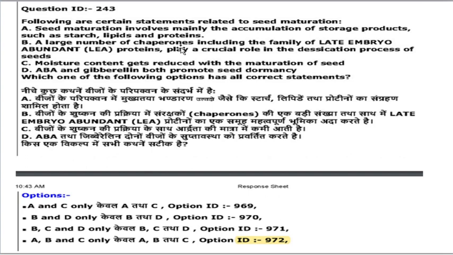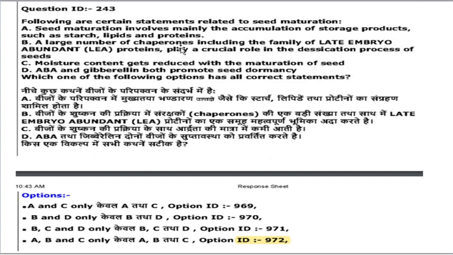Next question is with respect to the large number of chaperones, including the family of late embryonic abundant protein, playing an important role in desiccation of seed. So this LEA protein generally accumulates in a seed in a large amount when the seed is undergoing the desiccation process. Seed desiccation generally occurs in the later part. Apart from the seed desiccation process, this late embryonic abundant protein is involved in plant tolerance to abiotic stress. So option number B is also correct.